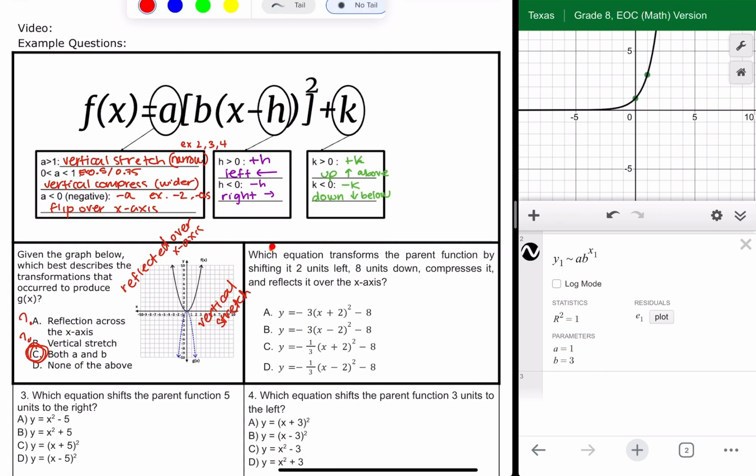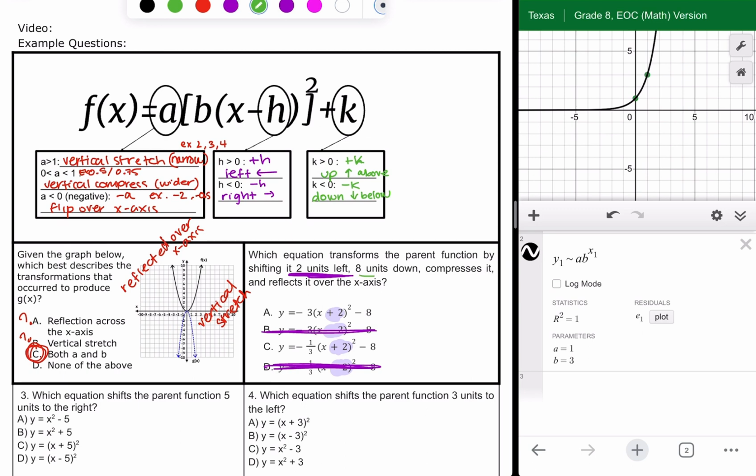Then next one. It says, which equation transformed the parent function by shifting 2 units left and 8 units down, compresses it and reflects it over the x-axis? Okay, so let's do this one. We have 2 units left. If I'm looking at 2 units left, I know it has to be h, so it has to be inside the parentheses. And I know it has to be a positive 2 to go to the left. I can tell you B and D are not correct because those would go to the right.